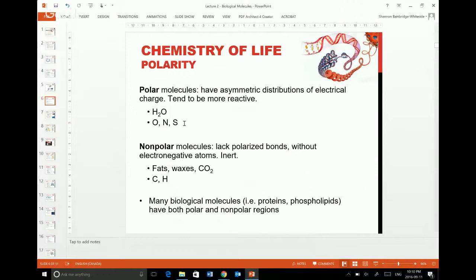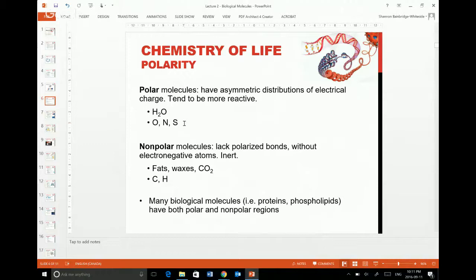Conversely, we also have quite a few molecules in our body that are nonpolar, so they lack polarized bonds. So they do not have this electronegative atom setting up this dipolar situation. And technically, these are really inert molecules in our body. So these are the fats, the waxes, for example, carbon dioxide even. They're not going to react typically with anything else in the body. And they're for the most part made up of carbons and hydrogens.